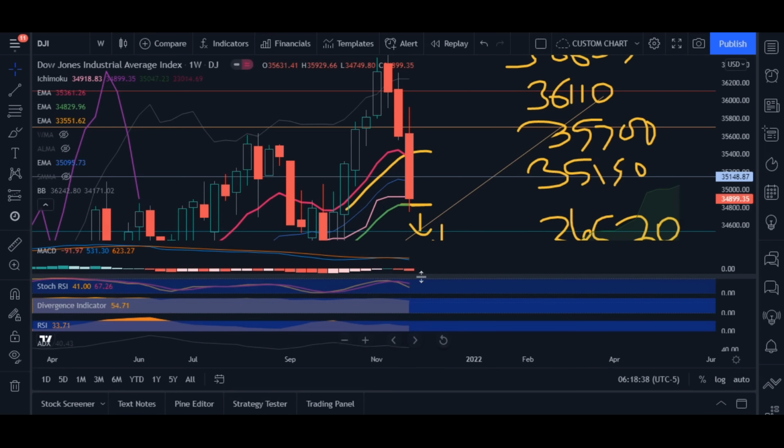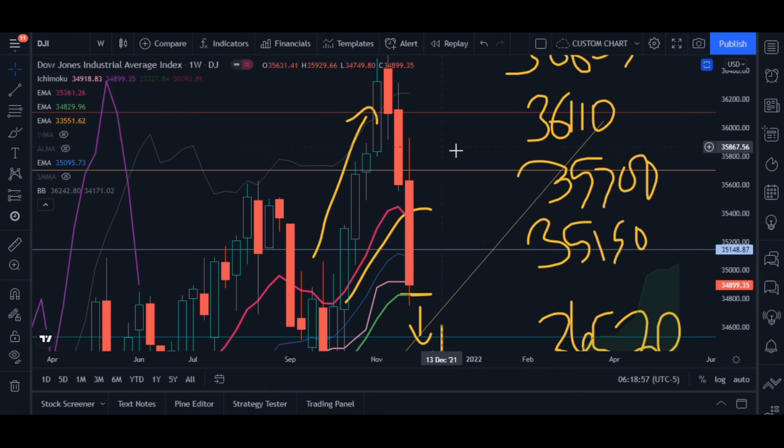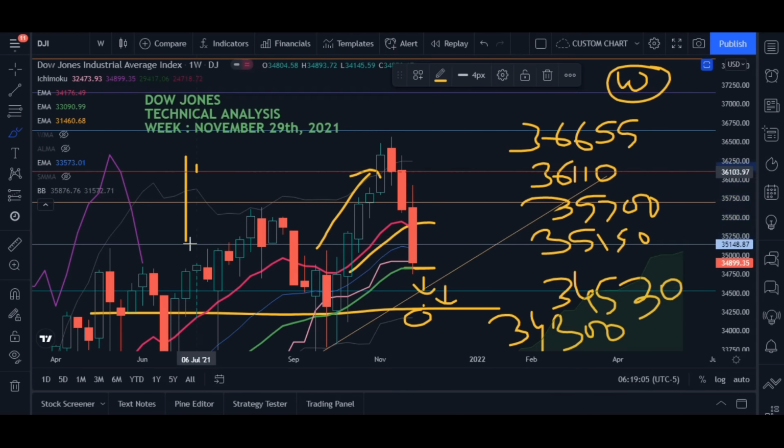Okay, then we have divergence, which has come down. Then we have momentum. So momentum is on decline. Earlier the momentum was in favor of bulls, but now the momentum is continuously declining. So through all of the technical indicators on the weekly chart, the market is bearish. It is very clear through all of the technical indicators on the weekly chart, the market is bearish.